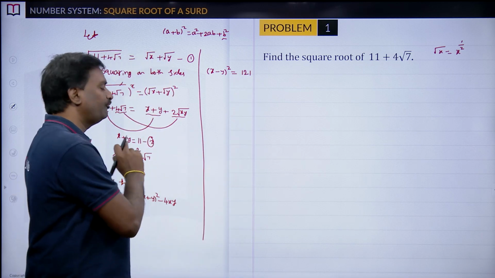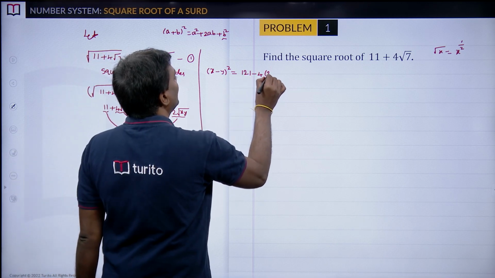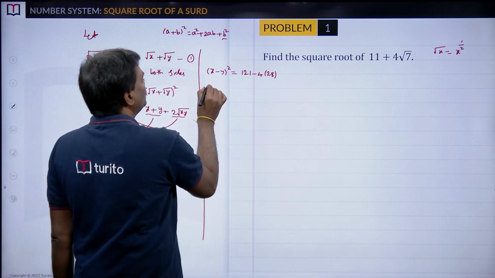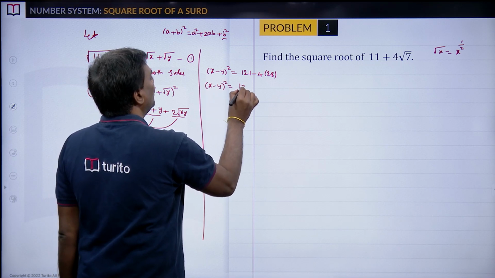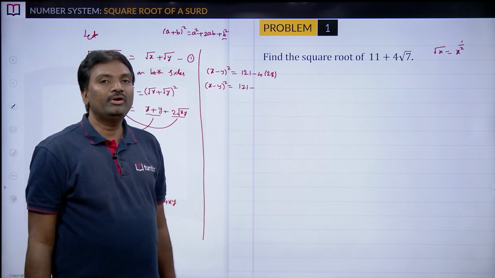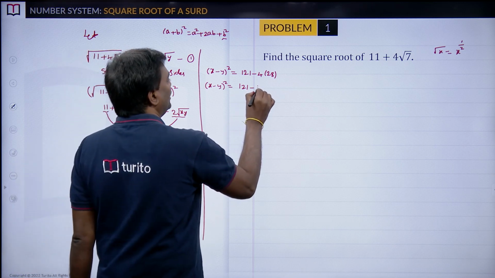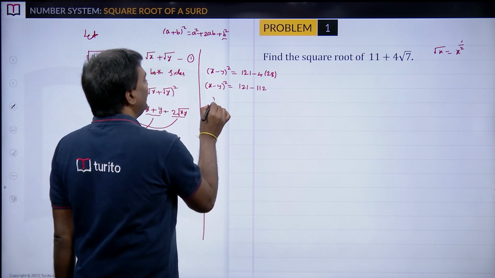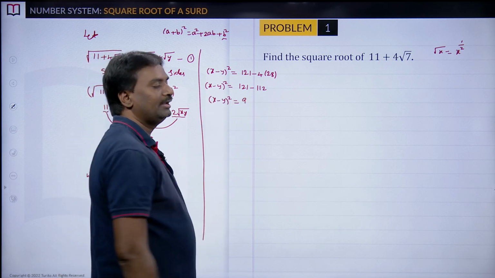Next, minus 4xy, minus 4 into 28. In place of xy by writing 28, you will get x minus y whole square equal to 121 minus 4 into 28. 4 into 28 is 112. So 121 minus 112 is 9. So x minus y whole square equal to 9.